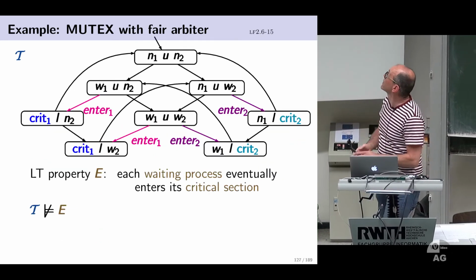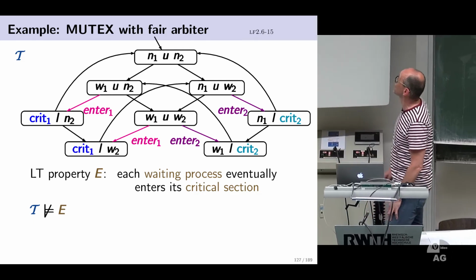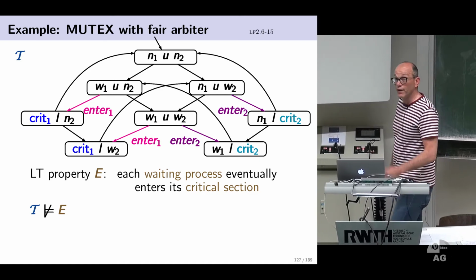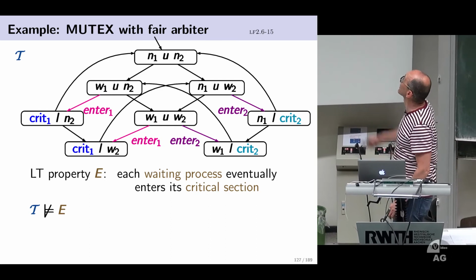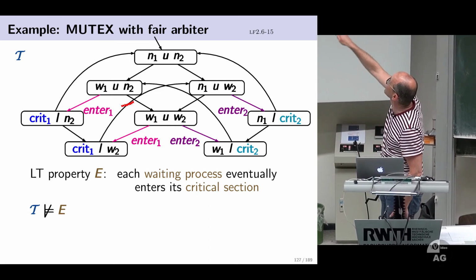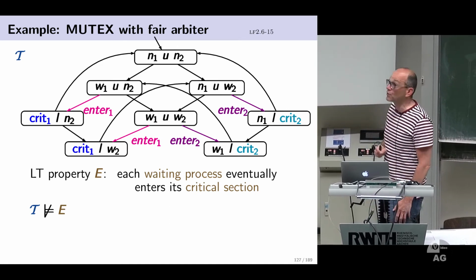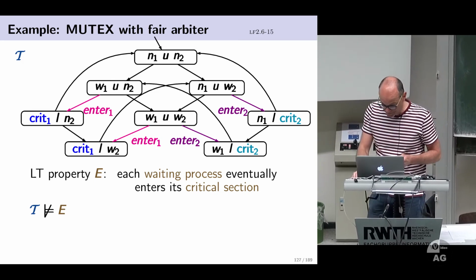We have seen that this was the entire transition system, the property, a liveness property: each waiting process eventually enters the critical section. We have seen this is violated, right? For instance, we can move here and then we can take this cycle. And that means that process 2 is waiting but never enters the critical section. So this is violated.